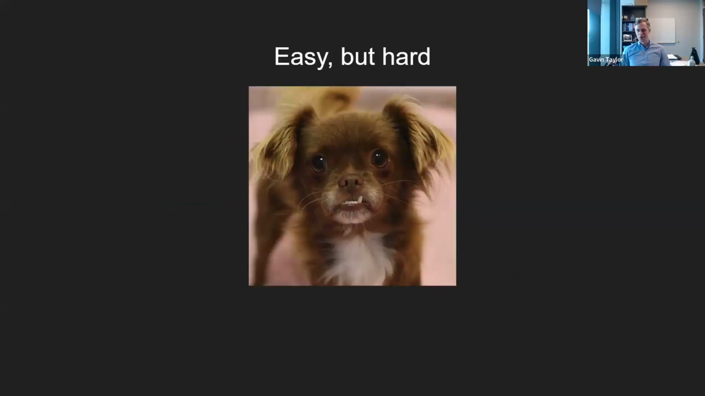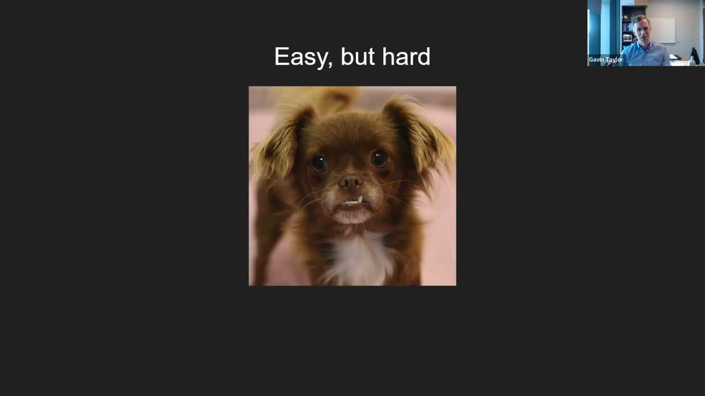So I want to start by describing a problem that up until about 12 years ago was something that people found very, very easy to do, but computers found extremely difficult to do. And that's just the basic question of, is this picture that I put up in front of you here a dog or a cat? Now, of course, we all know this is a dog. I have a 2-year-old daughter. She knows that this is a dog.